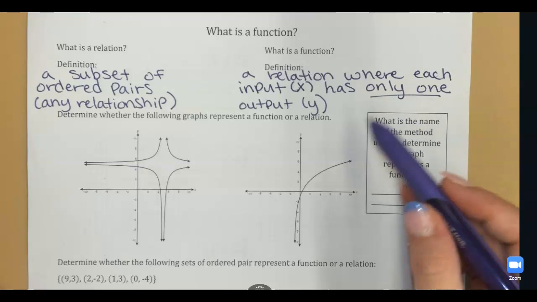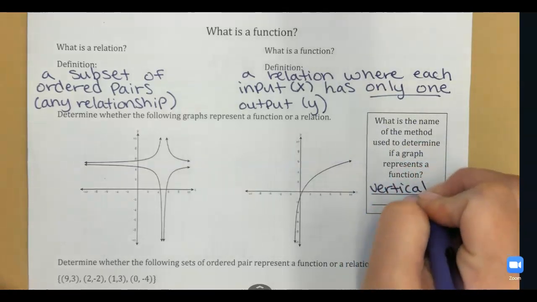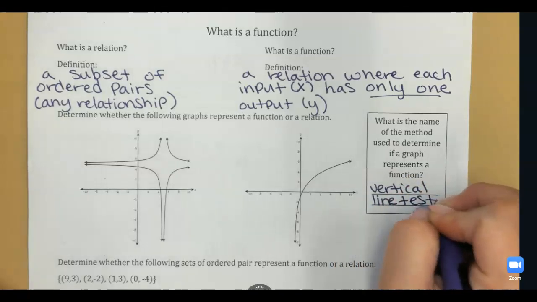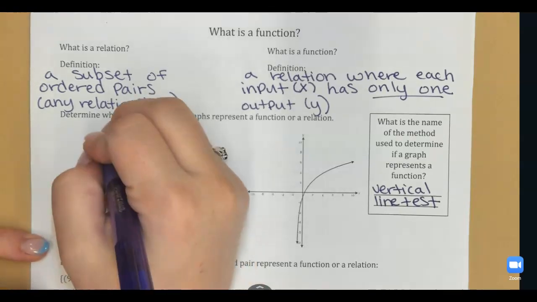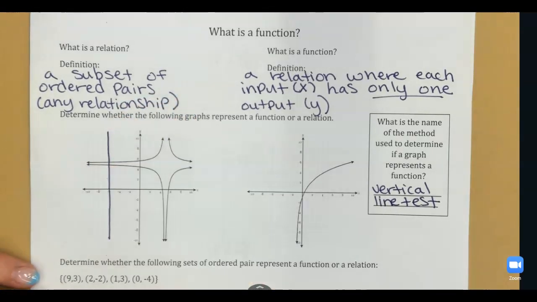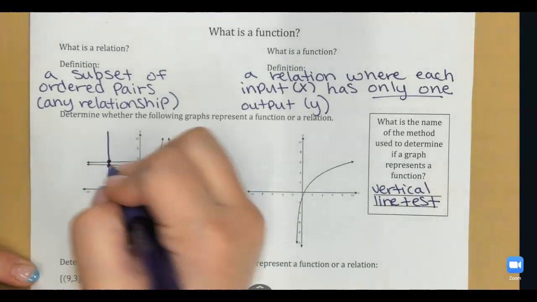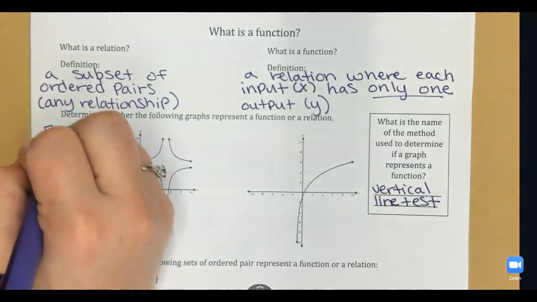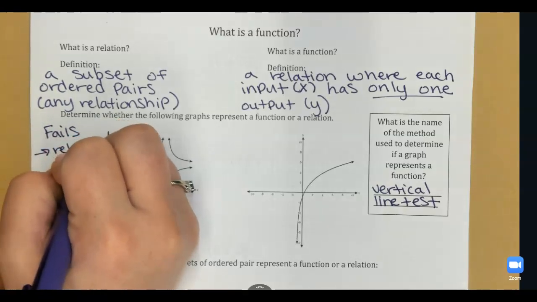Well, we are going to use a method called the vertical line test. Remember, vertical just means up and down. So what we are going to do is draw a vertical line through the graph and see how many times it crosses. On this first one, it crosses once, twice. So that means that it fails my vertical line test, and therefore it is a relation and not a function.